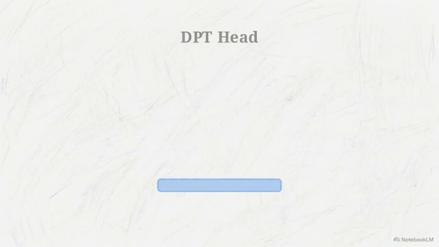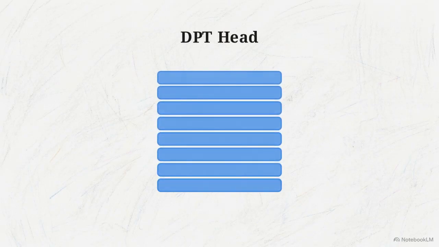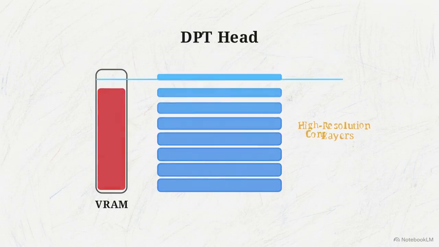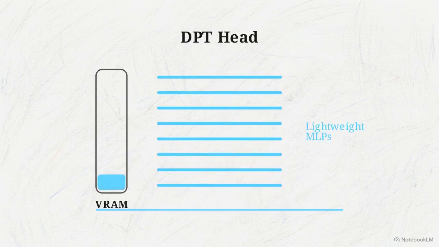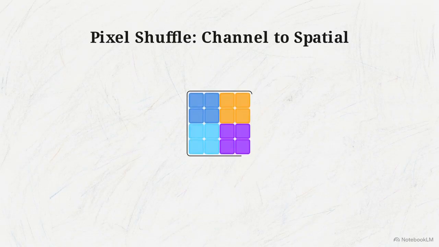The second memory bottleneck sits in the decoding heads, specifically the dense prediction transformers, or DPTs. Standard DPT heads rely on high-resolution convolutional layers. While these layers don't add many parameters to the overall count, they require a disproportionate amount of VRAM just to store their intermediate activations during training. The team removed these heavy layers entirely, replacing them with lightweight multi-layer perceptrons paired with pixel shuffle operators. Pixel shuffle is an upsampling technique. It reshapes channel dimensions by unfolding directly into a spatial grid, allowing the model to increase resolution without executing heavy mathematical convolutions.